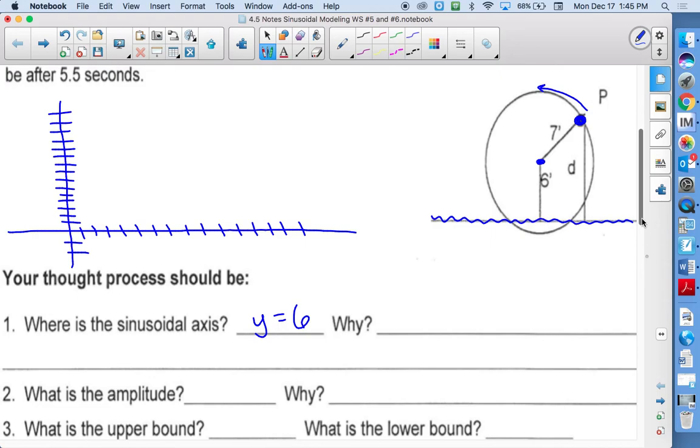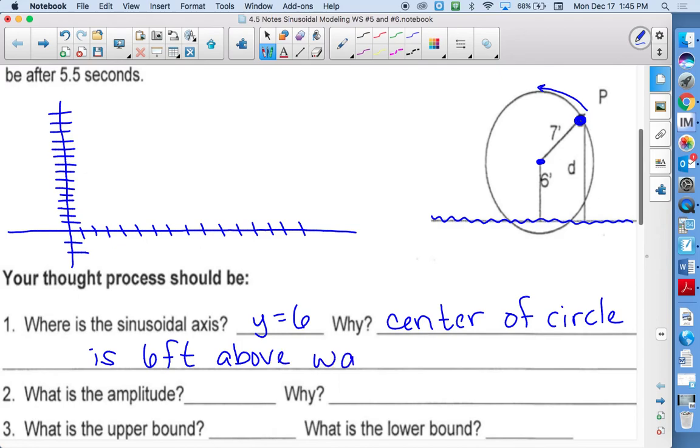So that's the middle of our circle, the center of the circle. That's why the sinusoidal axis would be 6. So the center of the circle is 6 feet above the water. So on my graph, I'm going to sketch in a sinusoidal axis so that I know where the center of my graph is supposed to be. So up 6, and I'm just making it a dashed line. So that's going to be the center of the graph. That means half the graph is going to be above the line, half the graph is going to be below the line. But the sinusoidal axis is just the center of your graph.